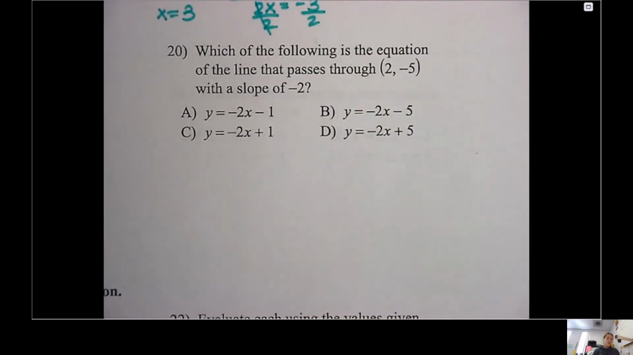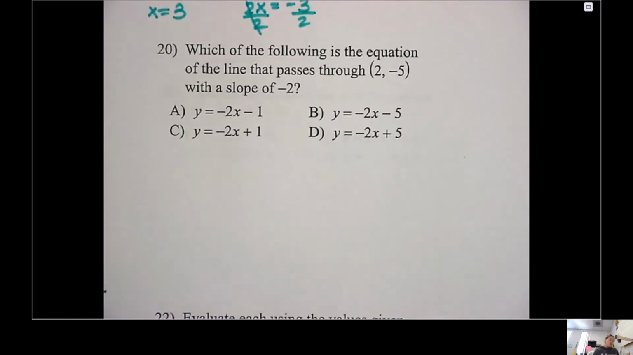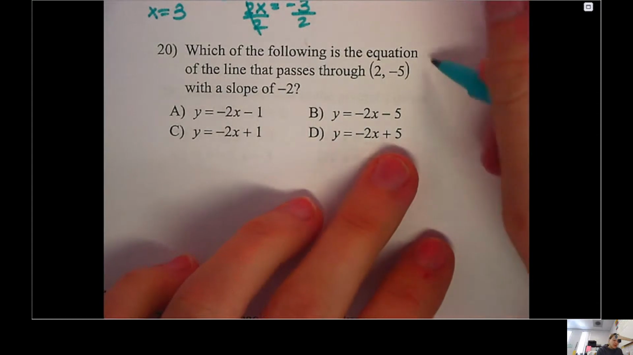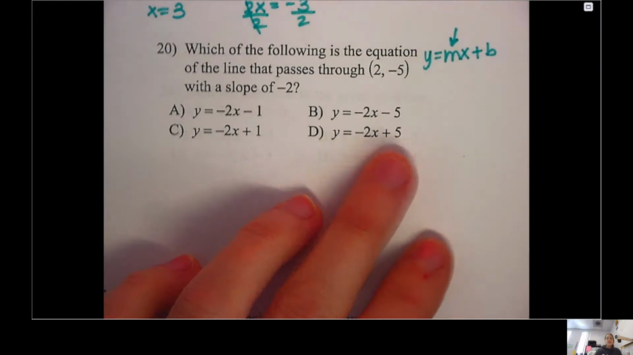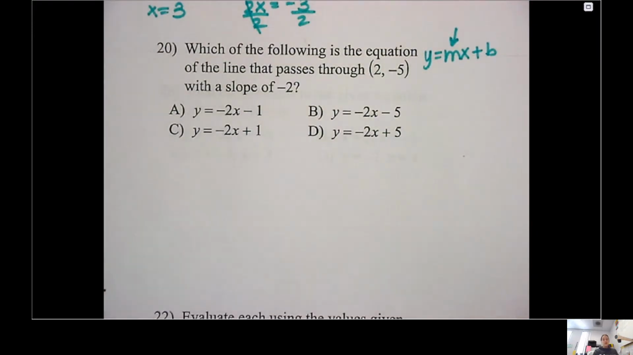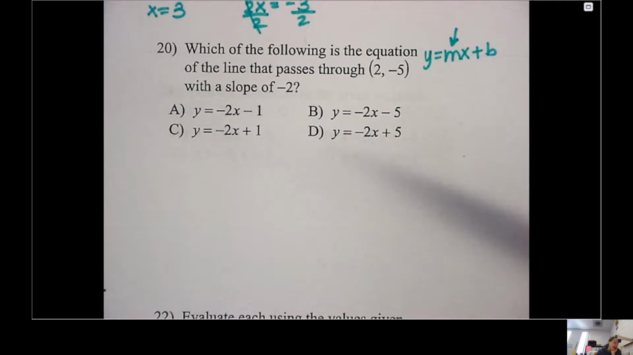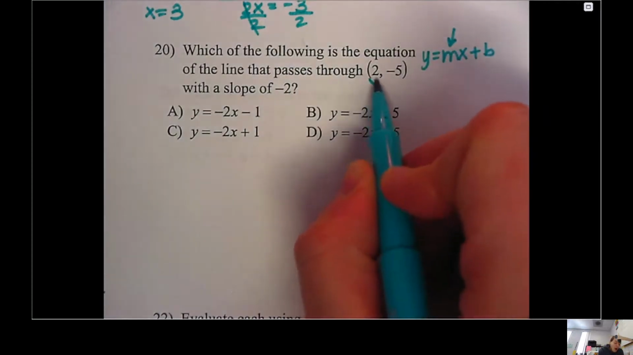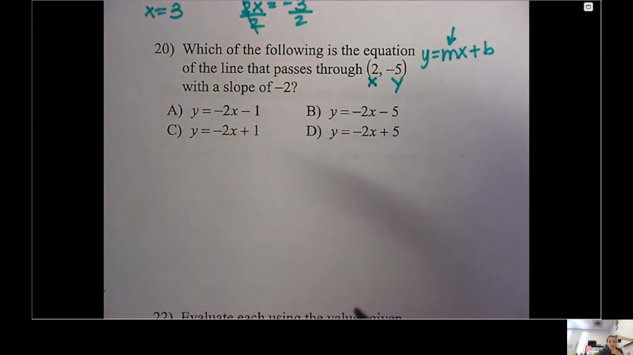Okay. Number 20. Which of the following is the equation of the line that passes through (2, -5), with a slope of -2? So if you remember the equation for a line, it's y equals mx plus b. And the m value is your slope. That's the rise over the run, or the change of y over change of x. I see that all of these have -2 in them, so I can't really get rid of any that way. But this is my x value, and this is my y value. So I'm just going to plug them in and see which one gives me a statement that's true.